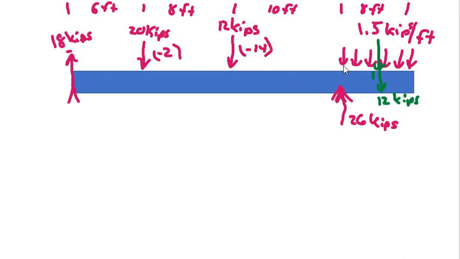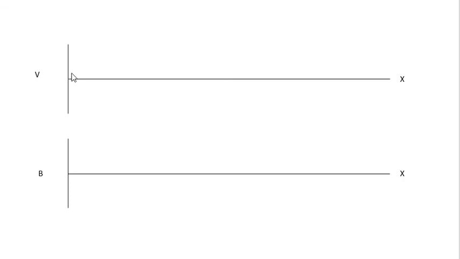Then I'm going to jump up this one, so it's going to be plus 12, and then it's going to gradually go down. So it's going to look something like this. 18.